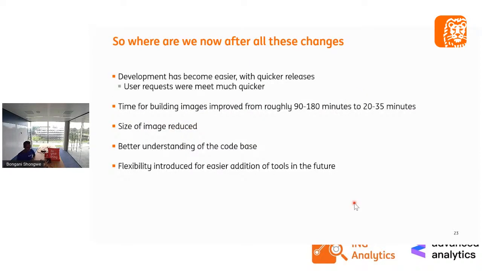Now, wrapping things up, we made things better, stronger, and faster. And where did we end up? Well, our development process has become much easier with doing our Docker builds, and we were able to make quicker releases and introduce more user features much quicker. Our build times improved dramatically. Our builds went from 90 to 180 minutes down to 20 to 35 minutes. The size of our images was also reduced drastically, and we have a better understanding of our code base. We were also able to introduce flexibility in order to add new tools in the future.